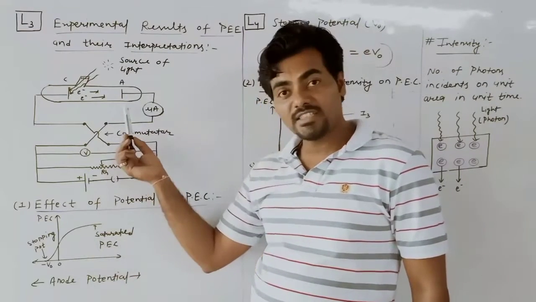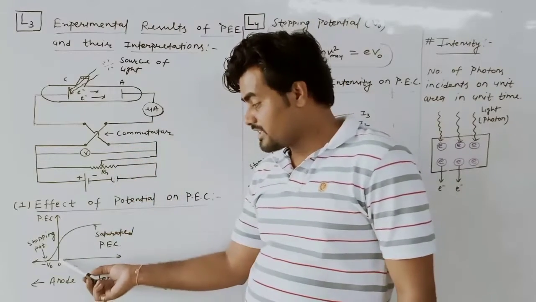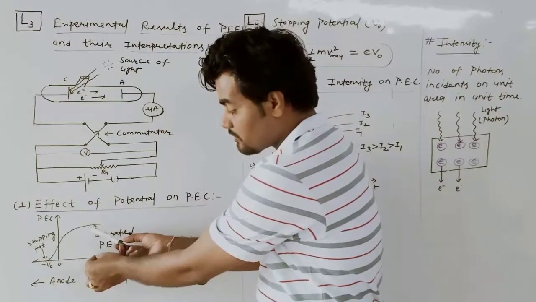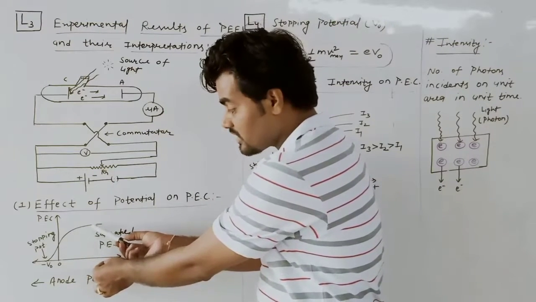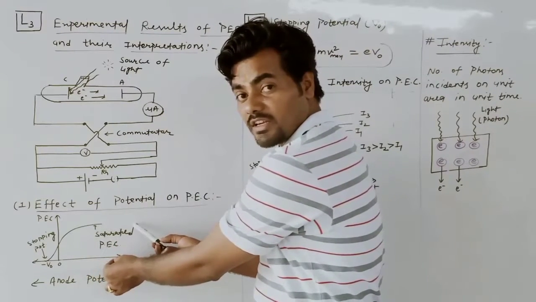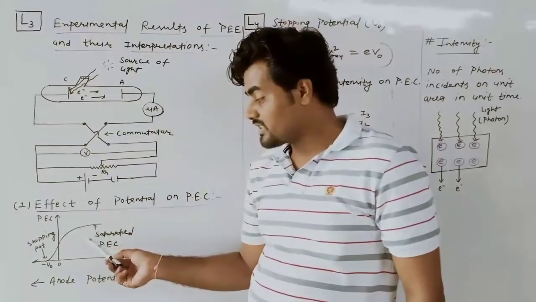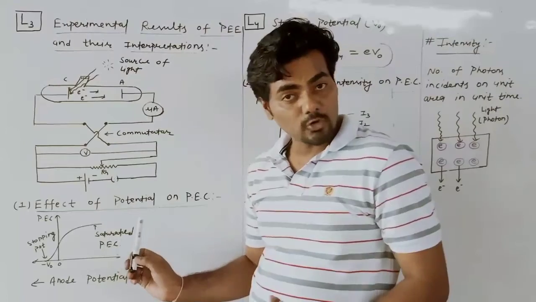By keeping intensity and the frequency constant, on increasing the anode potential, initially the photoelectric current increases, but after a certain value of the anode potential there is no increase in the photoelectric current even on increasing the anode potential. The current flowing in this state is known as saturated photoelectric current.